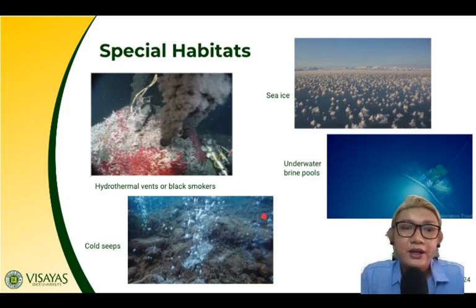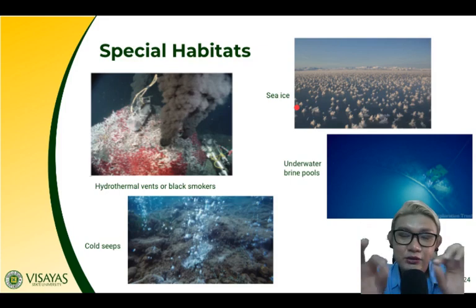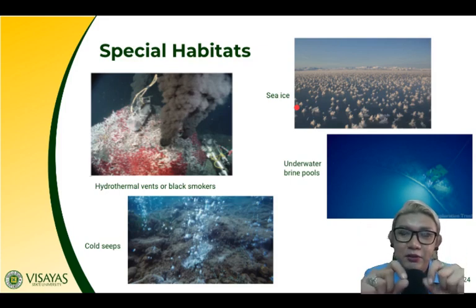Now, microorganisms could also be found in sea ice, so they could be found trapped in the spaces in between the water molecules, because we know that when water freezes, it becomes solid, it becomes ice, and it forms a pattern. There is a pattern of conformation. So in the spaces in between the frozen water, microorganisms could be trapped.